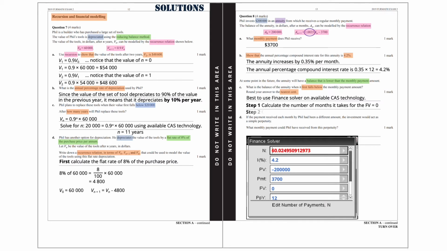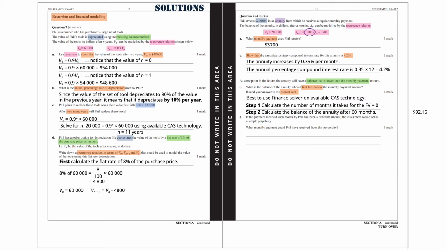So n is more than 60. In step 2, we are going to calculate the balance of the annuity after 60 months. So the future value after 60 months is $92.15. So that is the last monthly payment.